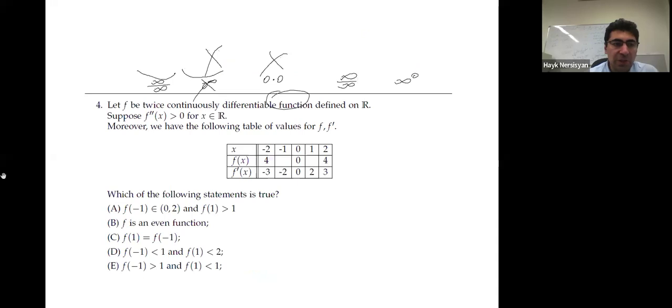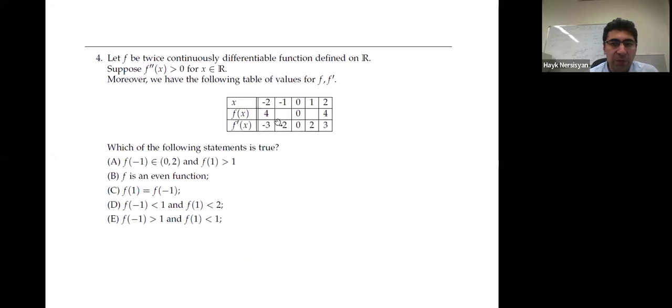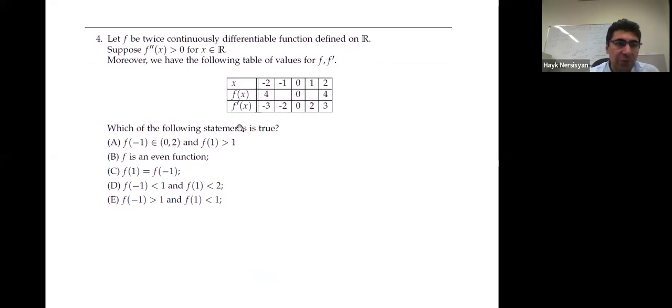Okay, we are given a table where we have two missing cells. We have to understand or estimate f(-1), f(1). What is given? f is twice differentiable and the second derivative is positive. What can we say about these two missing values, or just one of them? Okay, how can we tackle this exercise?